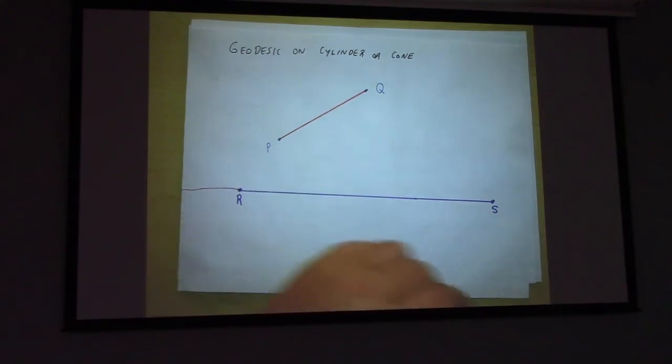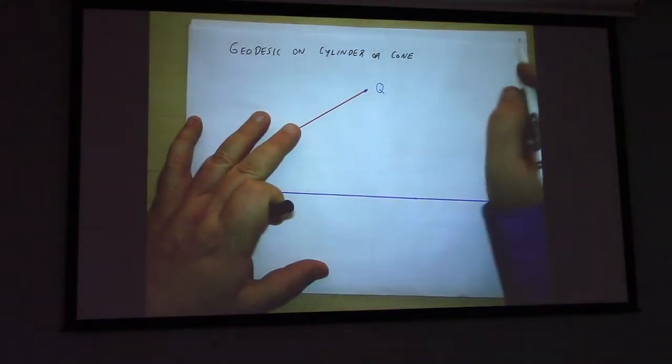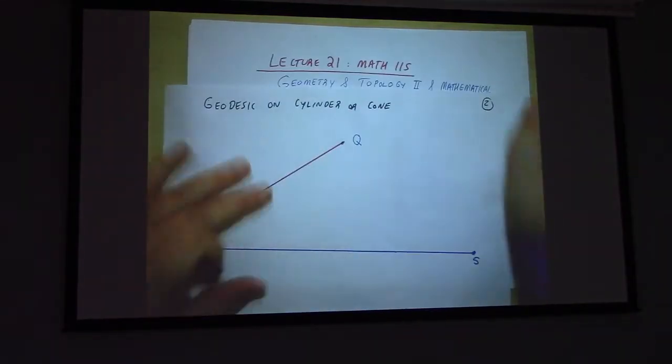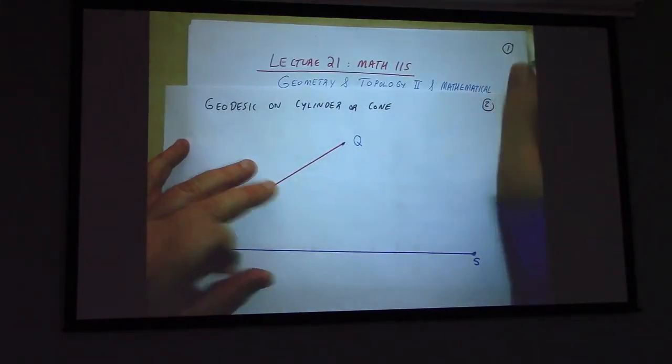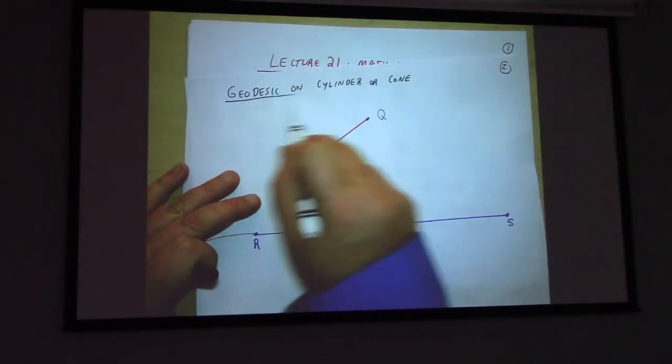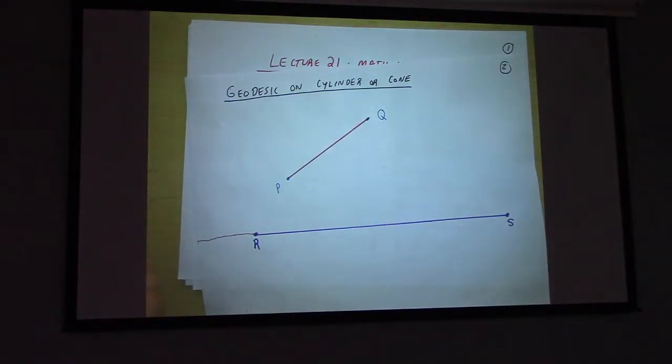Okay, so that's just a little bit more on what a geodesic is. So geodesics are the paths of shortest distance on some space where you have some notion of distance, right? So let's talk a little bit more about that.